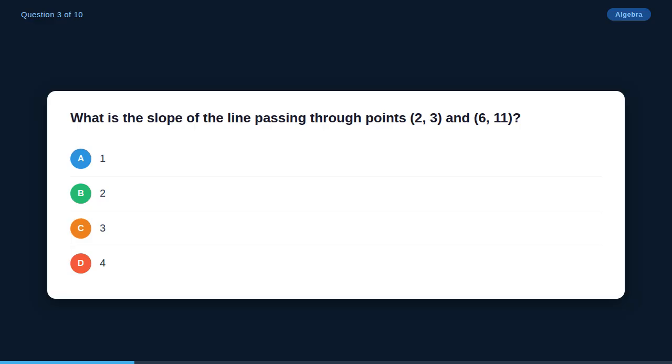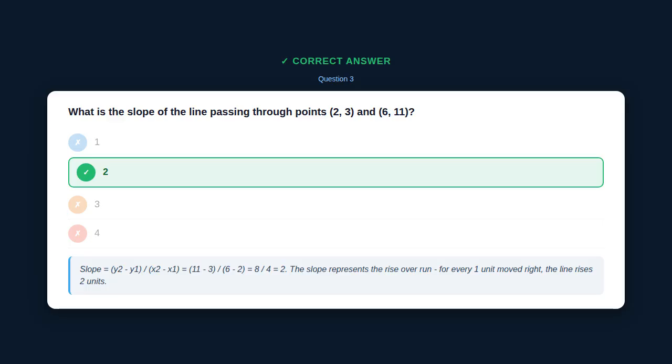- 3) divided by (6 - 2) is equal to 8/4 is equal to 2. The slope represents the rise over run. For every 1 unit moved right, the line rises 2 units.